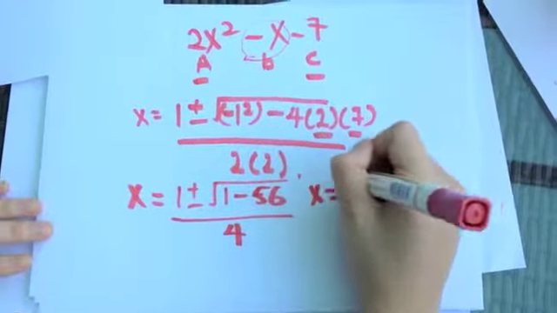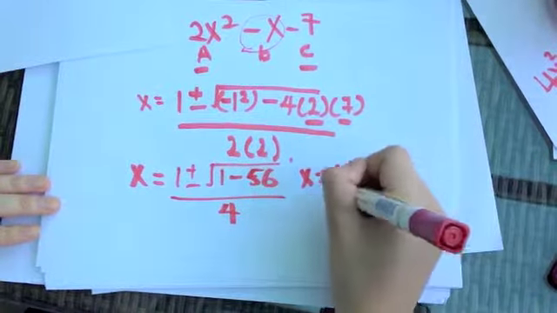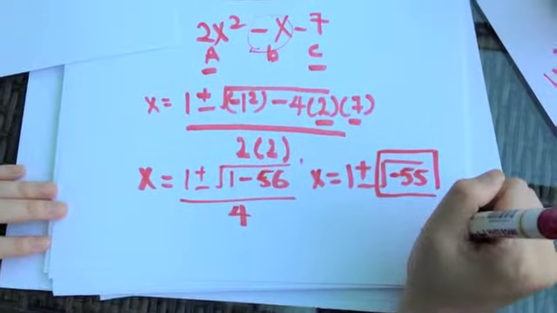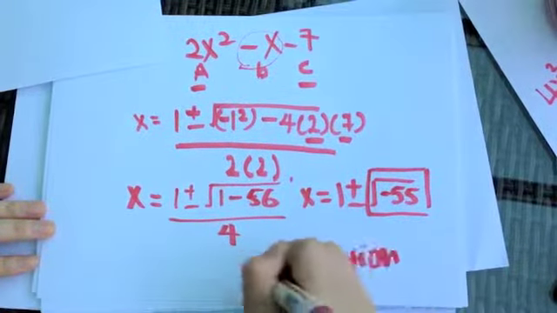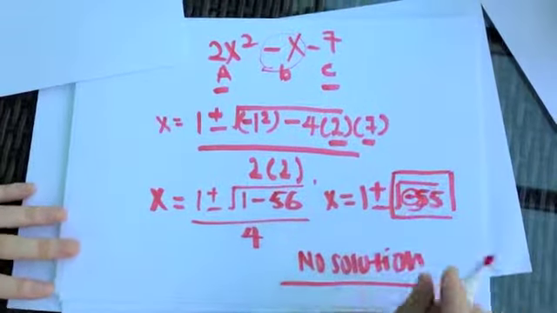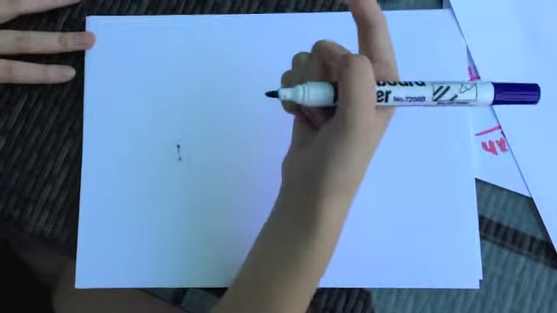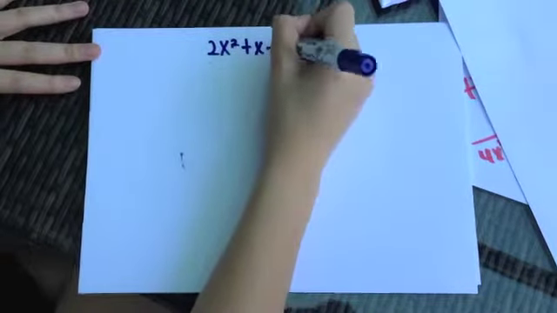So x equals 1 plus or minus the square root of negative 55, over 4. Okay, here's the thing. Since this square root is of a negative, the problem should have no solution, because we can't take the square root of a negative. So we'll start over with a new equation, because the old one had no solution. So 2x squared plus x minus 7.